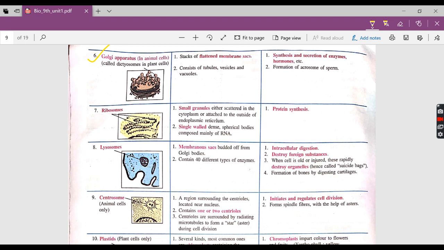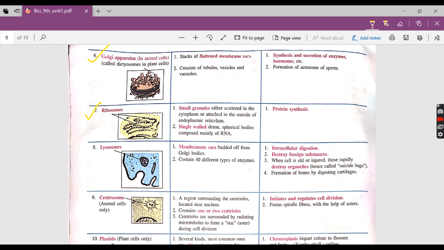These contain stacks of flattened membrane sacs, and they may contain tubules, vesicles, and vacuoles. They facilitate the synthesis and secretion of enzymes, hormones, etc., and they form the acrosome of sperm. Next we have the ribosomes.